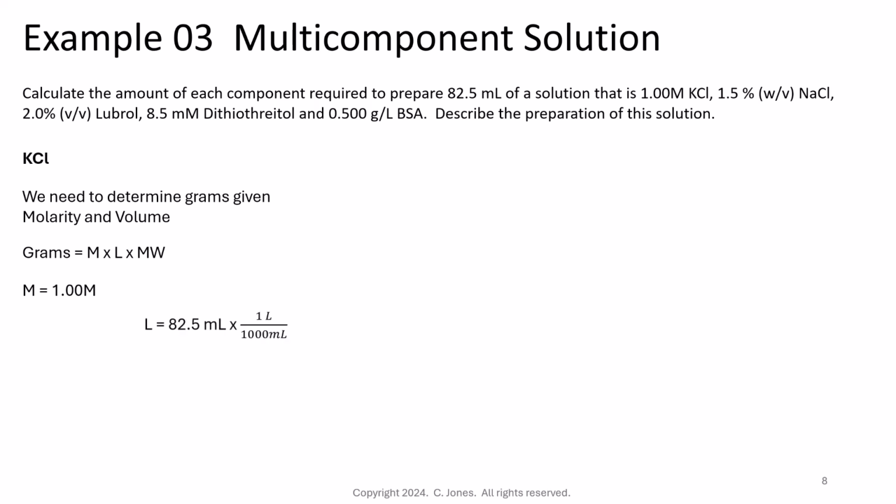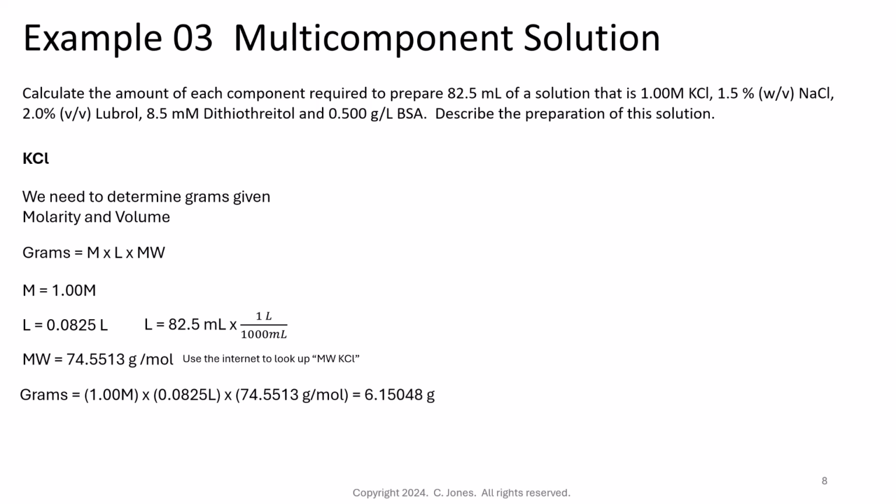No conversion is necessary. But we are given the volume in milliliters, and whenever we are dealing with molarity, the volume must be in liters. So we're going to convert 82.5 mLs to liters, right? And again, for KCl, we once again look up the molecular weight, 74.5513 grams per mole. So we have all the numerical values. Let's plug those into the equation. 1.00 molar times 0.0825 liters times 74.5513 grams per mole.